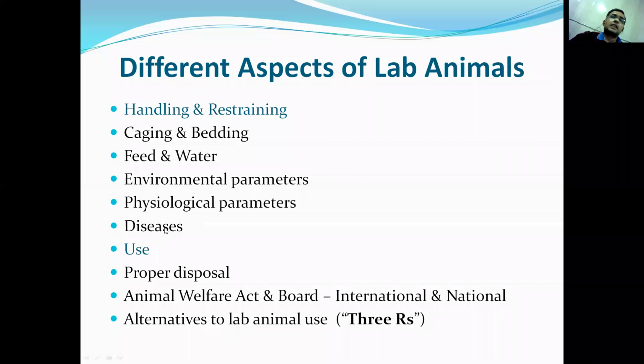Disease, of course. There are some important diseases caused or observed in laboratory animals, and that may lead to loss of that particular colony of lab animals. So they need to be diagnosed and treated in time, so that you can prevent it from spreading and keep your colony disease free. Then use, of course; our sole purpose is to use them in our research work. Their use might vary depending on our research objectives.